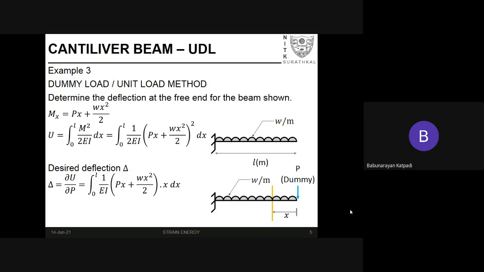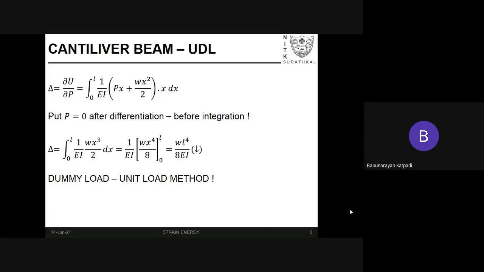What we do is we do the differentiation before integration. And before integration, we put the value of the dummy load as zero to get the desired deflection. That is how it works. Hence, this method is called the dummy load method.